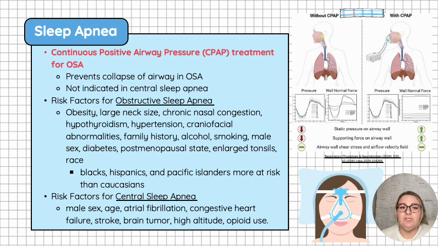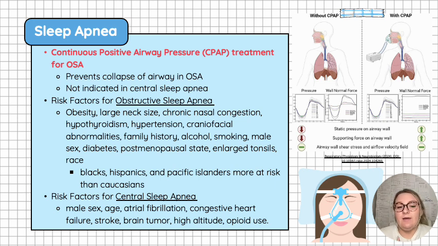So some of the risk factors for obstructive sleep apnea are obesity, being overweight, having a large neck size, any chronic nasal congestion, hypothyroidism, hypertension, any craniofacial abnormalities, family history, alcohol, smoking, diabetes, enlarged tonsils, and even race. It was seen that Blacks, Hispanics, and Pacific Islanders are more at risk of developing sleep apnea than Caucasians.